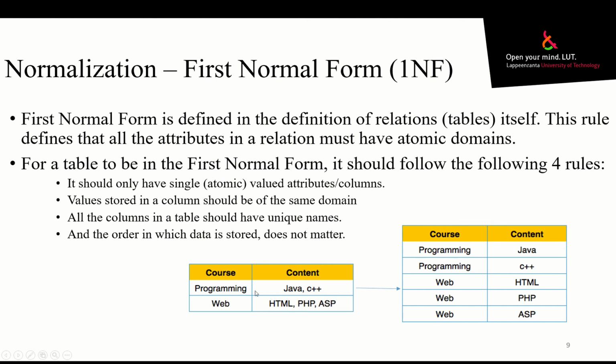And for us to normalize this into first normal form, we need to break this into additional rows. So for example, the programming will be broken into two additional rows. So we have programming and programming, and we have just one atomic value here, Java and C++, and the web will be broken into three rows where we have the HTML, PHP. So this is the rule for first normal form.